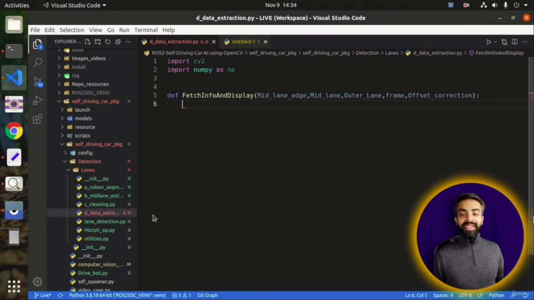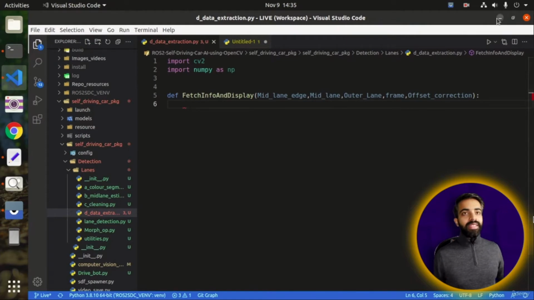Inside it, I've declared the function fetch_info_and_display. This function takes in 5 arguments: mid lane edge, mid lane, outer lane, frame, and offset correction. The very first thing that we need to perform in this function is to extract the lane trajectory. The lane trajectory is simply the path which the car needs to take to successfully follow the lane. Instead of finding every point of that lane trajectory, we simply opt to find the start and the end point of our lane trajectory.